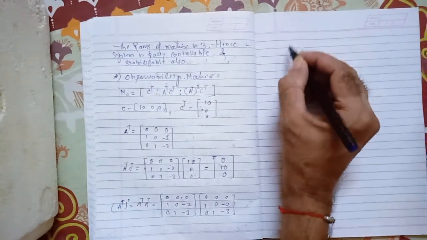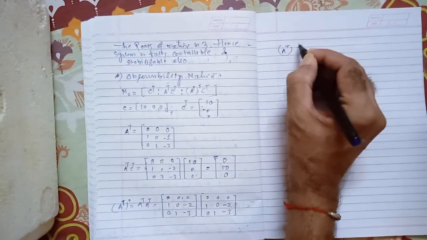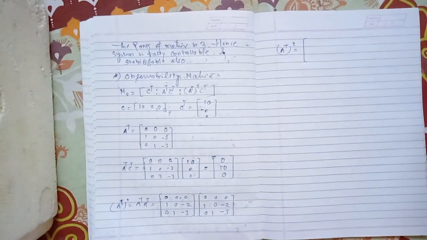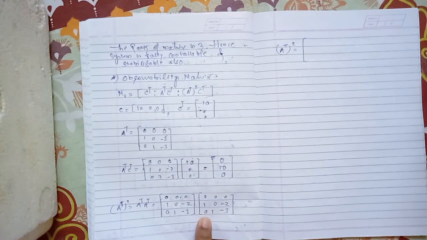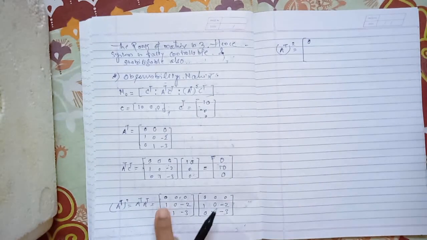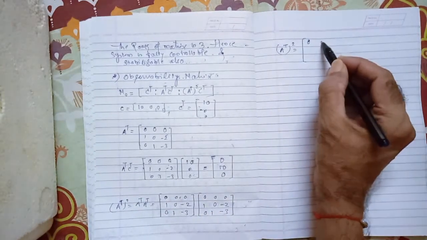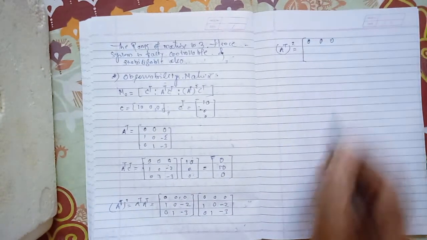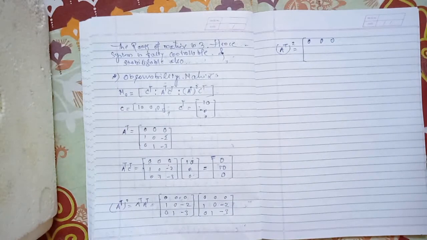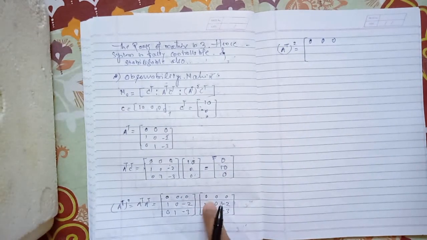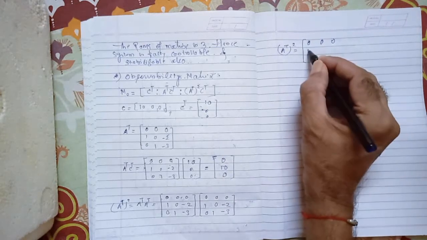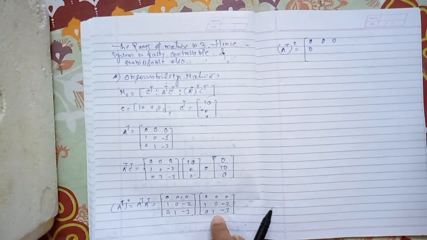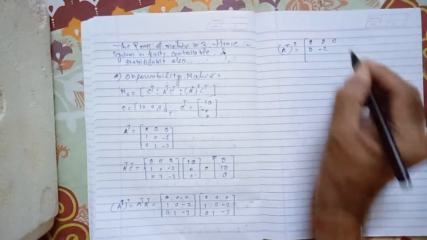Now we will find out A transpose square. Now this 0 multiplied by this one, so this becomes 0. Now this multiplied by this, so again here is the 0. This again multiplied by here, so this again is 0. Now this is 1 into 0, 0 into 0, minus 2 into 0, so again here we have 0. So 1 into 0, 0 into 0, minus 2 into 1, so this becomes minus 2.